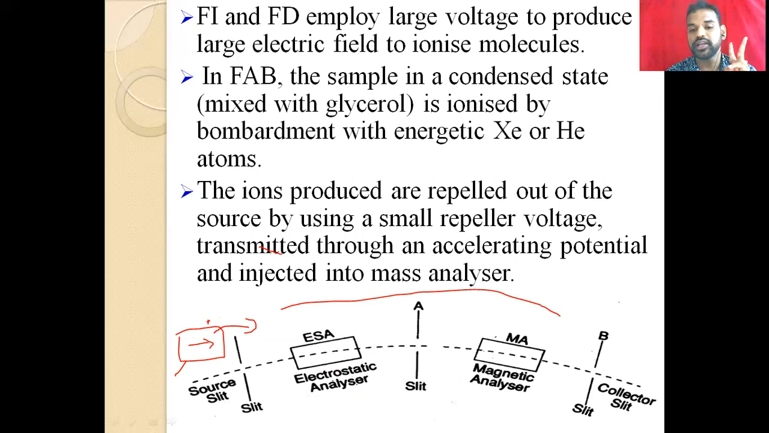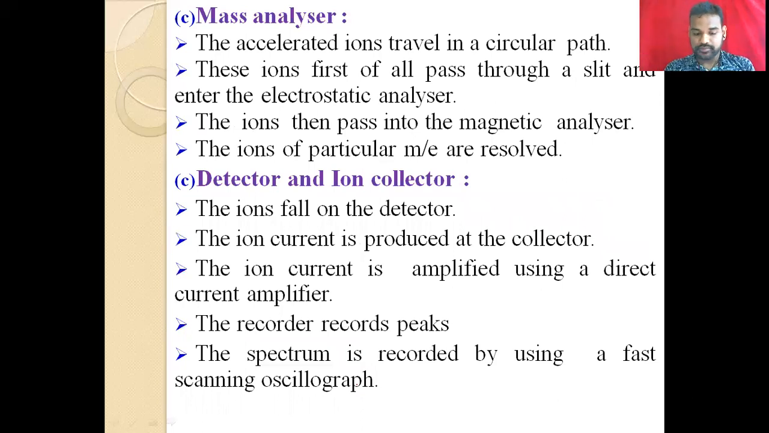Normally, two types of analyzer are there: the electrostatic analyzer and the magnetic analyzer. So one is electrostatic and one is magnetic. In the next part, we can easily understand what the analyzers and their types are.